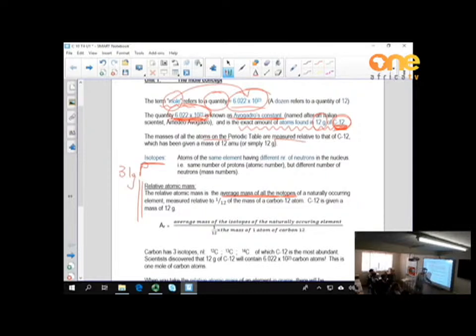There's a formula for calculating the relative atomic mass. It's the average mass of the isotopes. For example, chlorine has chlorine 35, chlorine 36, and chlorine 37. They occur in different ratios. I don't know what they are. But for example, 99% of hydrogen is hydrogen 1. A very tiny amount of hydrogen 2 and 3 exists. So the average mass of hydrogen, if we look on the periodic table, is 1.0079.